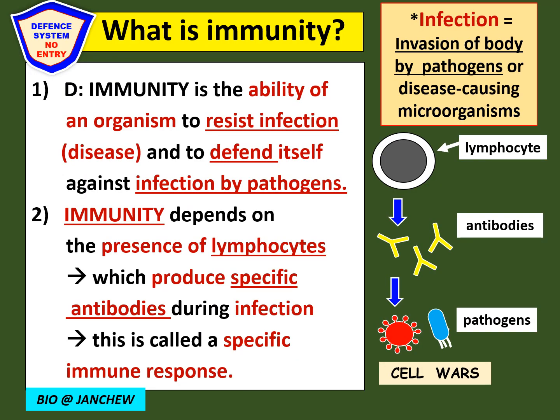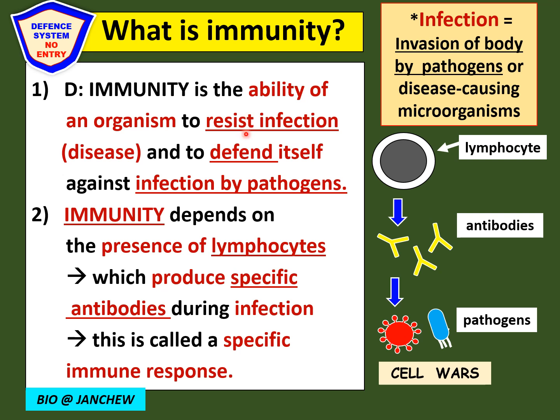First, let us define immunity again. Immunity is the ability of an organism to resist infection or disease and to defend itself against infection by pathogens. So, immunity is the ability of an organism to resist infection. Resist means to ward off the infection so that it will not cause sickness in the body.